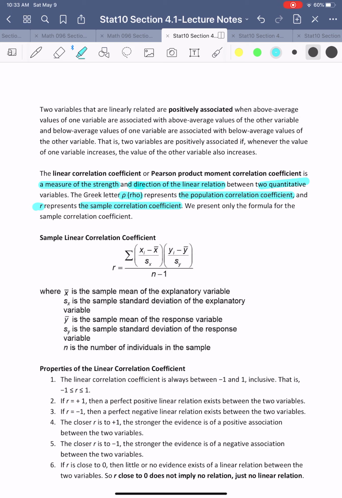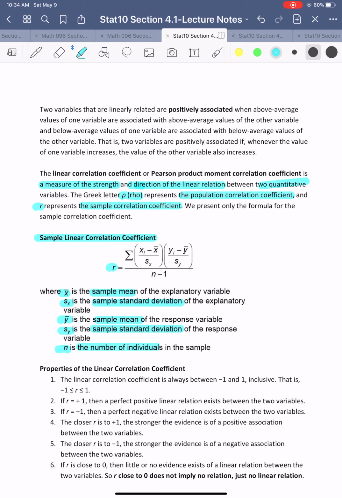The sample linear correlation coefficient r is the sum, over each x sub i and y sub i, of each variable minus its mean, divided by the standard deviation of each, and then divided by n minus 1. x bar is the sample mean of the explanatory variable. s sub x is the sample standard deviation of the explanatory variable. y bar is the sample mean of the response variable. s sub y is the sample standard deviation of the response variable, and n is the number of individuals in the sample.